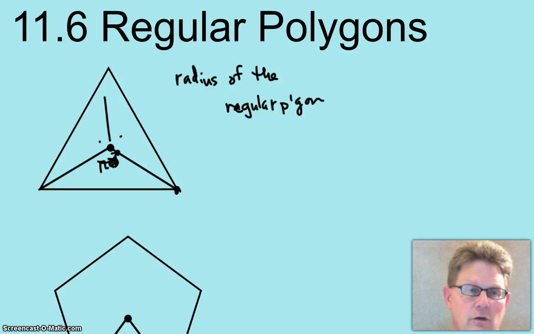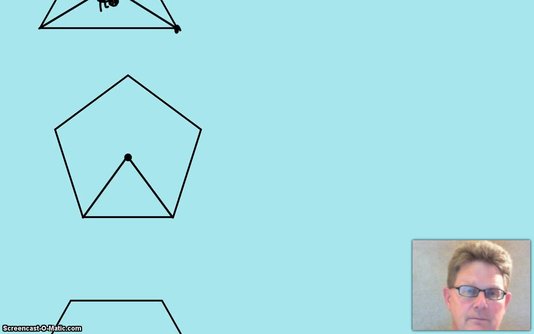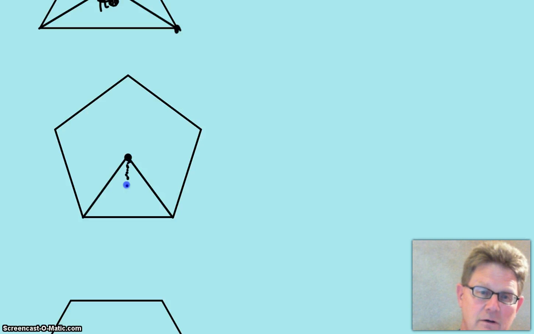Okay, how about on this regular pentagon? What would this central angle be? That central angle would be 360 divided by 5, 72 degrees. Oh, hey, I forgot to tell you about another term on regular polygons, and that is the apothem. The apothem is the distance from the center to one of the sides.